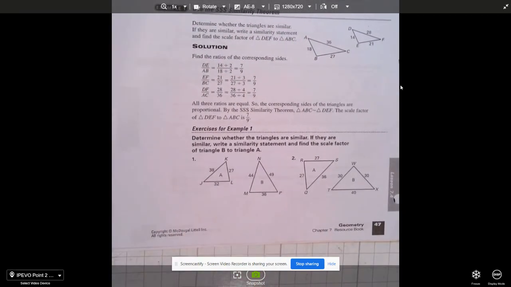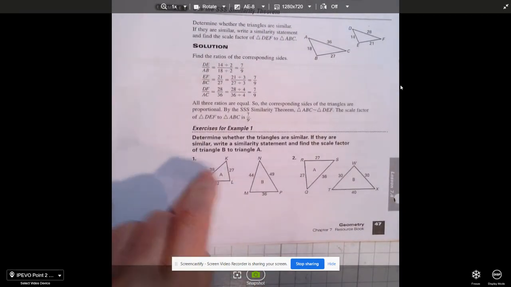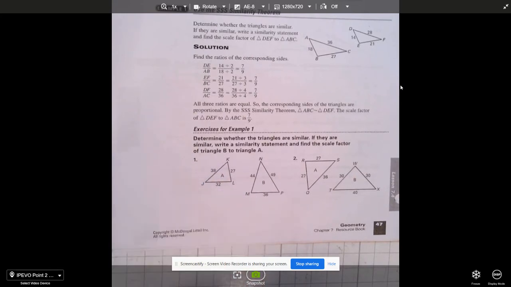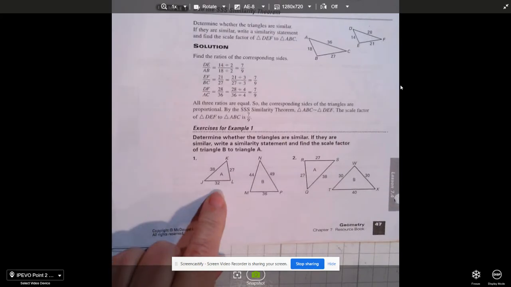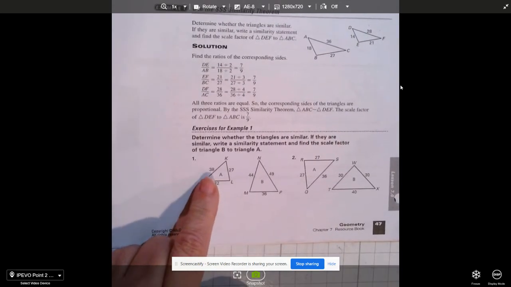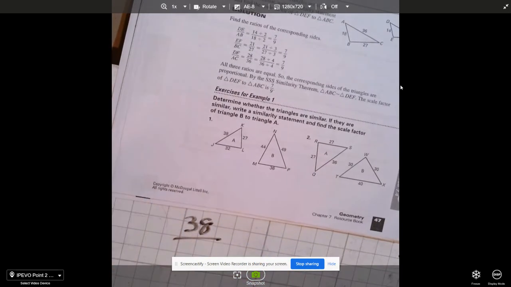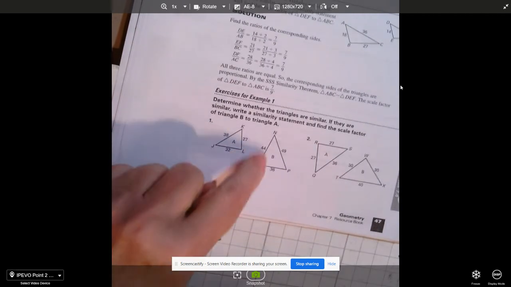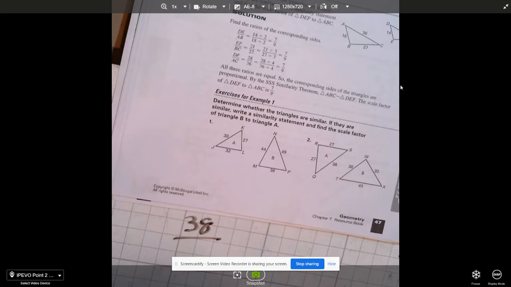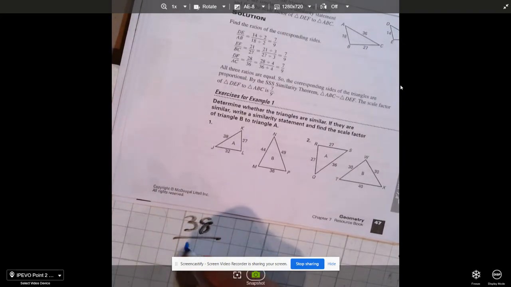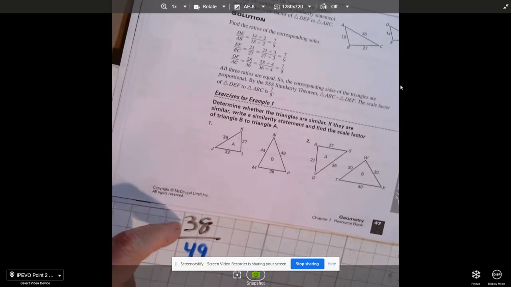On number 1, in order to figure out if they're similar, you have to find out if the ratio of their sides are the same. So I always start by looking at the first triangle and picking out the largest side. Well, the largest side is 38. So I'm going to put that down first, 38. And the largest side in the other triangle over here would be 49. So I've got the largest side in a ratio to the largest side.